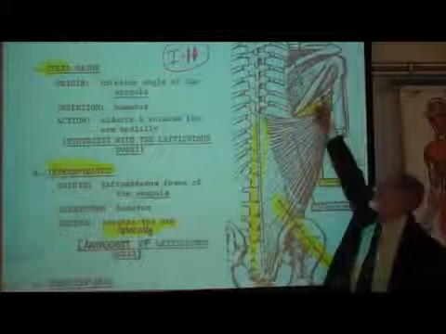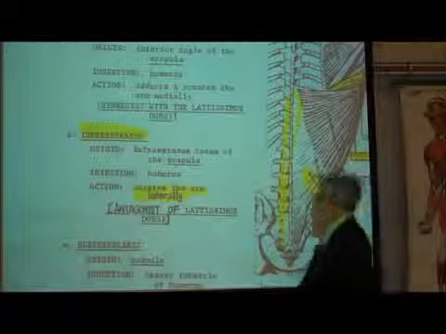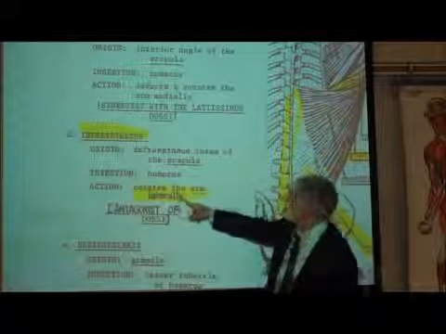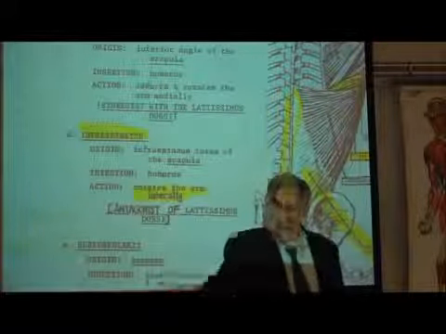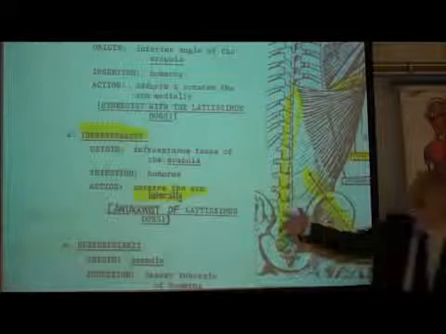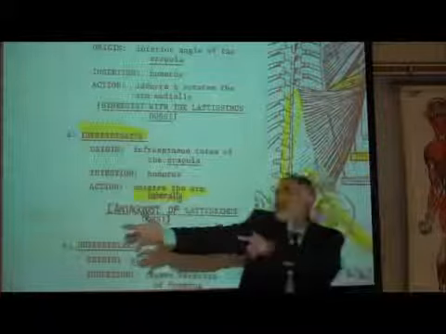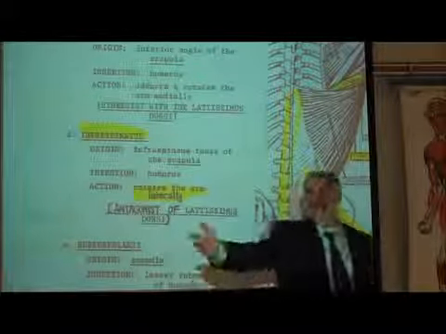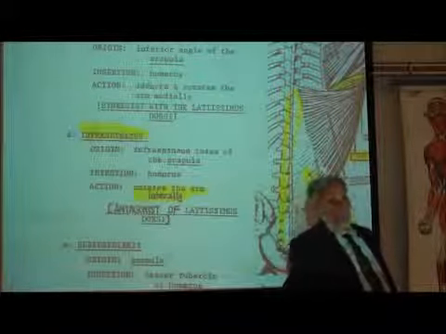All right, the infraspinatus. The infraspinatus, which is right here, originating below the spine of the scapula and inserting on the humerus, actually has the opposite action of the latissimus dorsi and teres major. It rotates the upper arm laterally. One of the other actions of the latissimus dorsi and teres major is to rotate the upper arm medially. But it rotates the upper arm laterally.